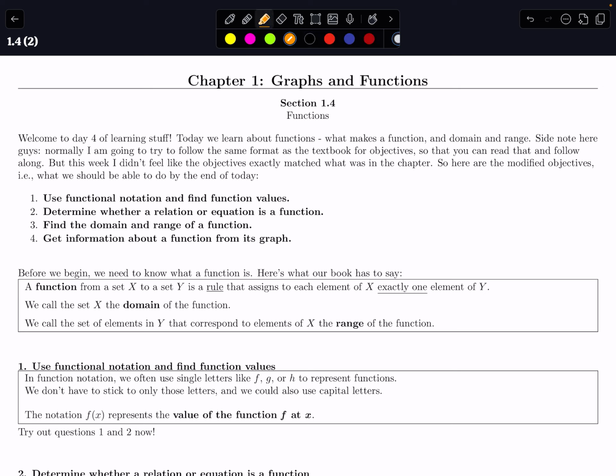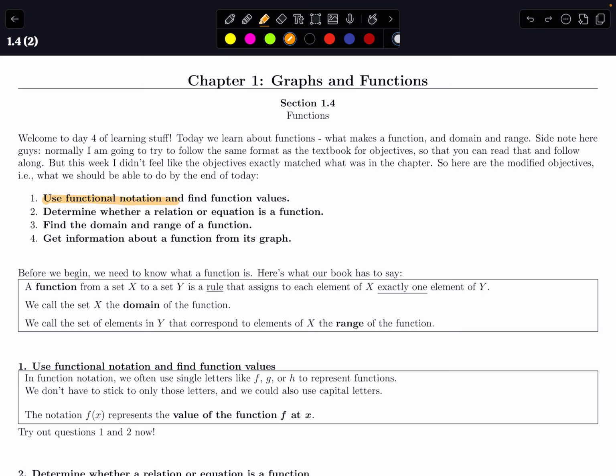And a side note for you guys, normally I try to follow the book as closely as possible so that you can watch my videos and then you can go to the book and read it, then you get the same stuff reinforced. This week, because I was looking at the objectives and it didn't seem to match up perfectly with what we're learning, I changed the objectives for my notes slightly. So these 4 objectives that we're covering today are going to differ a little bit from the book one, but the material is still going to be the same. I just have it organized a little differently, I guess.